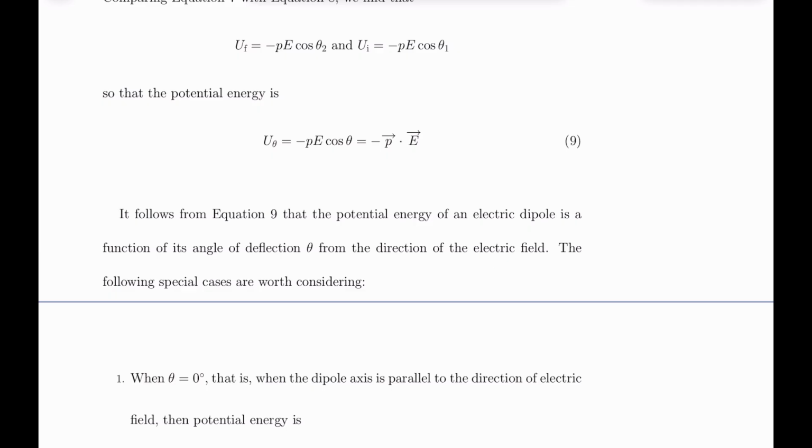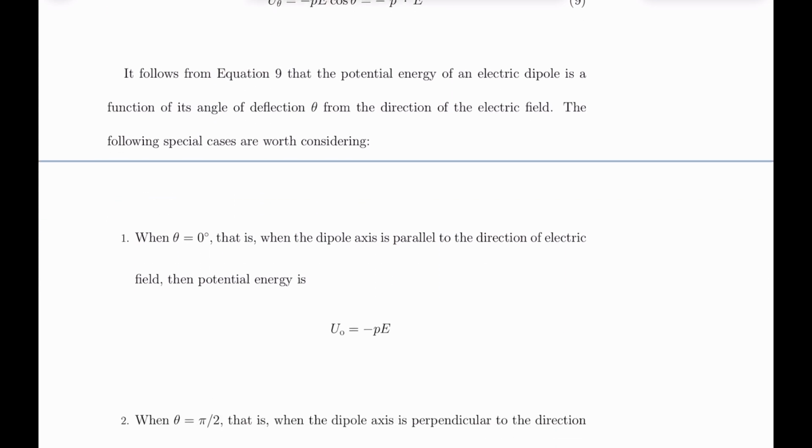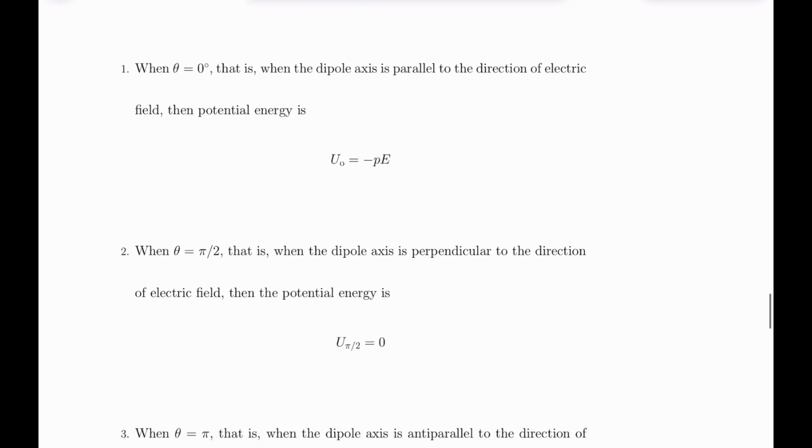Different cases may arise. We may have different values of theta, but we will consider only 3 particular cases. First of them is when theta is 0 degrees. When theta is 0, that is, when the dipole axis is parallel to the direction of electric field, then its potential energy is minus PE. So U naught is minus PE. When theta is pi by 2, that is when the dipole axis is perpendicular to the direction of electric field, then the potential energy U pi by 2 is 0, because cos 90 is 0.